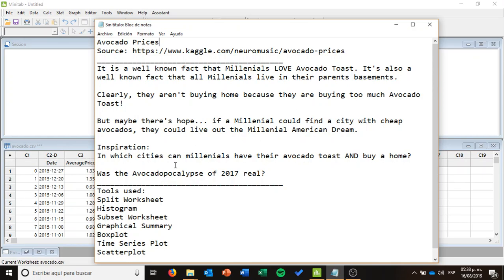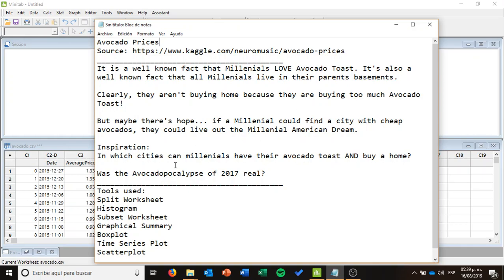Today we're going to approach an exercise with a database from Kaggle called Avocado Prices. It approaches an interesting problem that says, it is a well-known fact that millennials love avocado toast. It's also a well-known fact that all millennials live in their parents' basements. Clearly, they aren't buying homes because they are buying too much avocado toast.